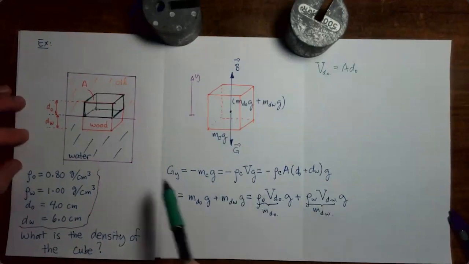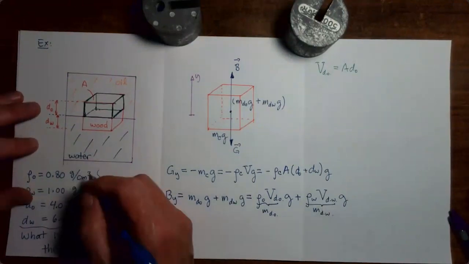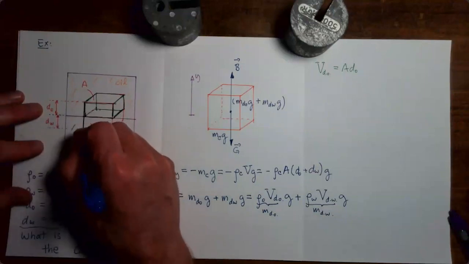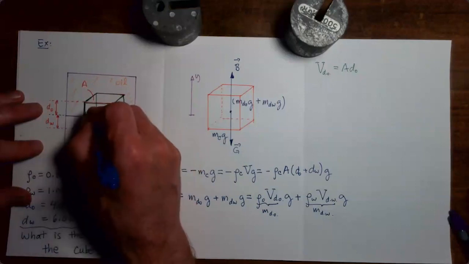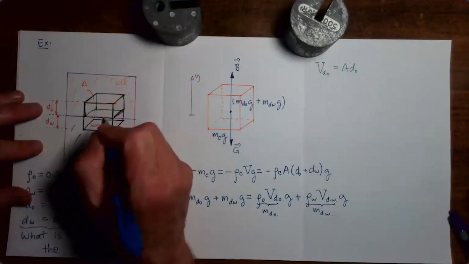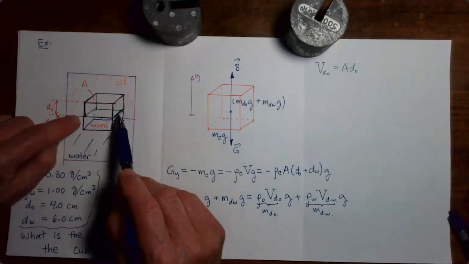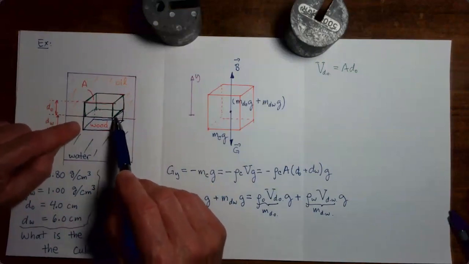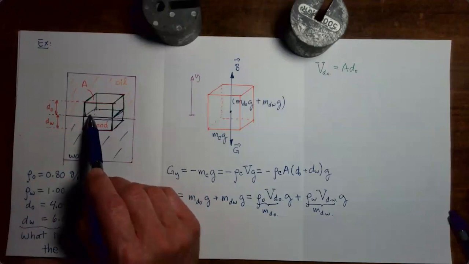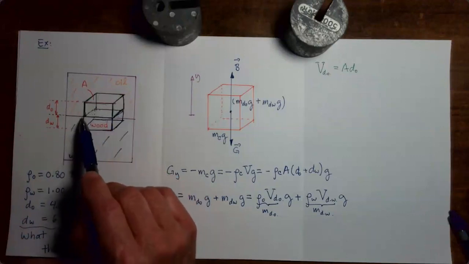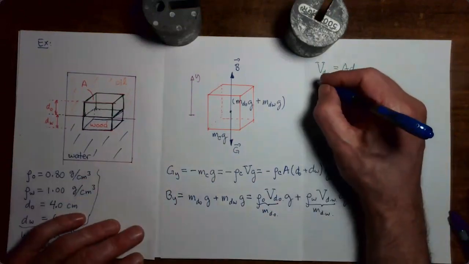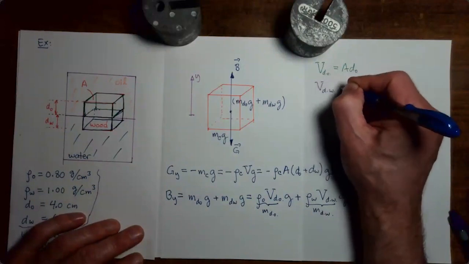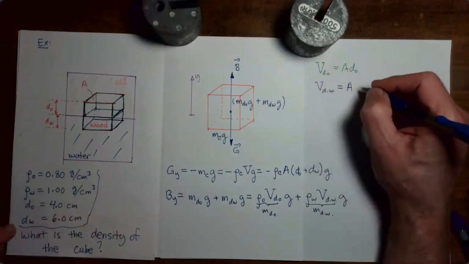Now, what would be the volume of the displaced water? So the volume of the displaced water would be the volume of this region here. In other words, the portion of the cube which sticks below the interface. Now, what is the volume of this portion of the cube down here? Well, the volume of this portion of the cube would be, again, that same area A multiplied by that vertical edge of that lower portion, which is d sub W. So the volume of the displaced water would be A, and then times that dW.